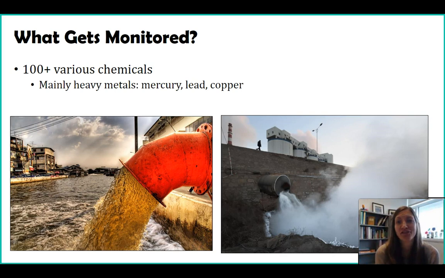So hundreds of different chemicals are regulated under the Clean Water Act. It's mainly heavy metals such as mercury and lead and copper, mainly because those are the most toxic. But things like pesticides are also monitored. Things like chlorine are also monitored. So there's tons of different chemicals that we know can harm the environment or even harm people who might be swimming in that environment or using that water for recreation or fishing, etc. So this is probably the most obvious one, just thinking about chemicals. So let's dive into some others.